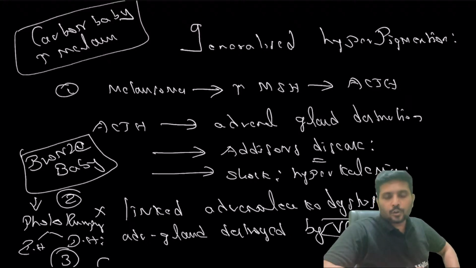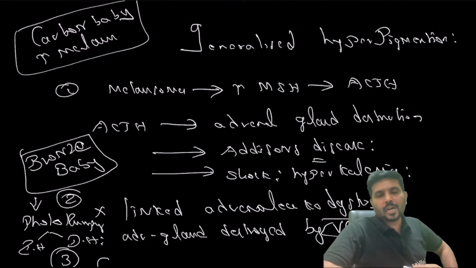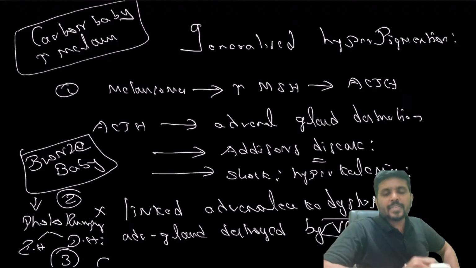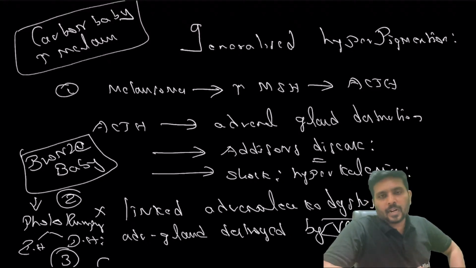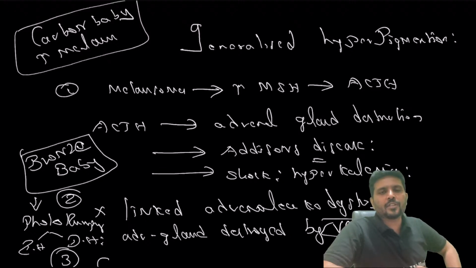So today you have learnt about heliotrope rash of the eyes and Gotron papules of the knuckles. These two belong to juvenile dermatomyositis. The second one is generalized hyperpigmentation. The causes are Addison's disease, X-linked adrenoleukodystrophy, bronze baby syndrome, as well as carbon baby syndrome.